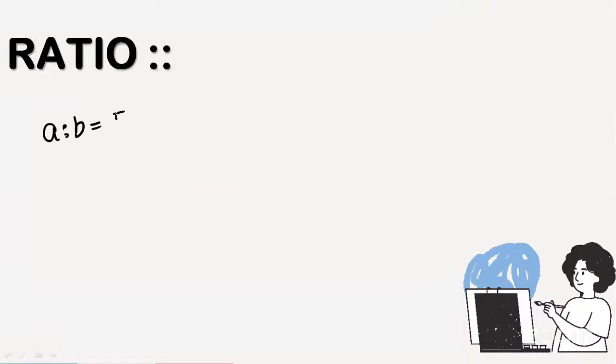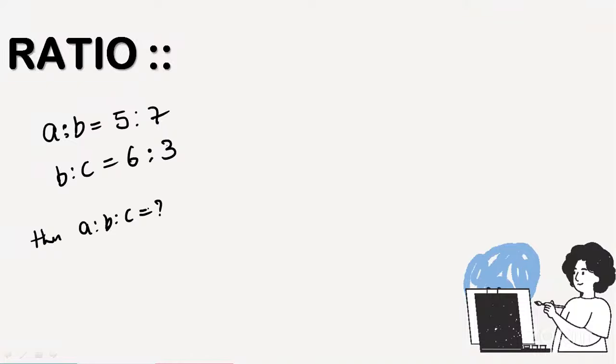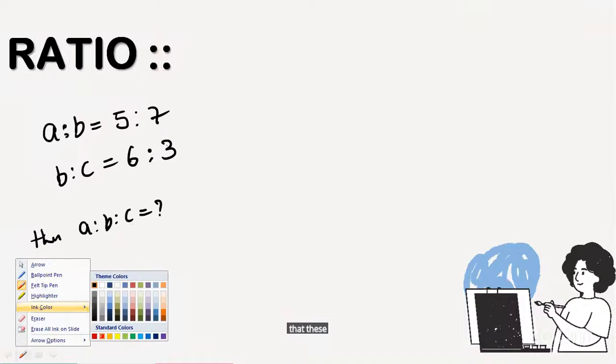So A is to B is 5 is to 7 and B is to C is 6 is to 3. Then find A is to B is to C. So what is the answer guys, anyone? 30 is to 42 is to 21.